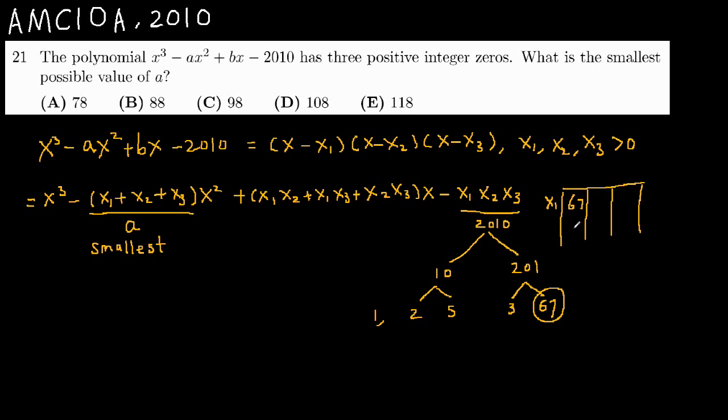Now, what next can we have for x2 and x3? One possibility is we have 10, and then we have a 3 here. This makes together 2010, because you pick 67, you pick 10, you pick a 3. Then we want to check whether these two add up to the smallest. Can we have something else?